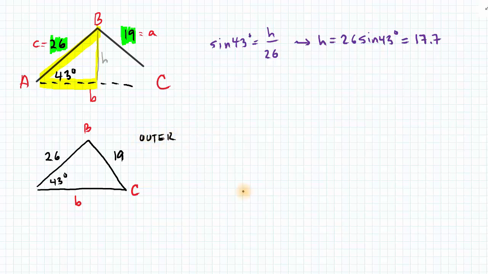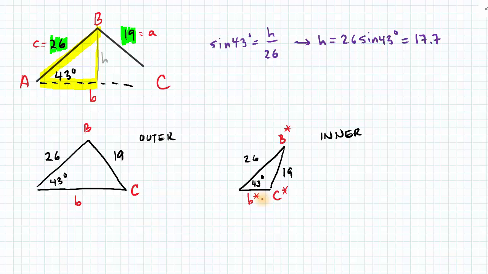And then the inner triangle, we're still going to have the 26 right there. The 19 is going to swing underneath, though, and that will be our base. This will still be 43 degrees right there. So this is the inner triangle. And our unknowns, we'll call this B star, call this C star, and this little side little b star.